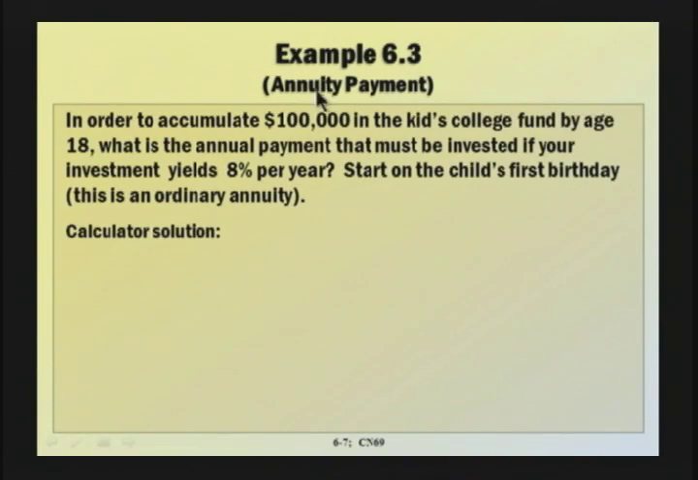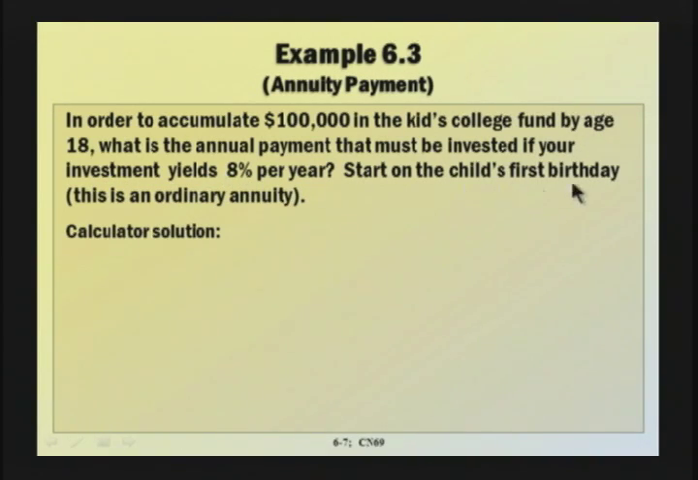Now let's use the calculator to calculate an annuity payment amount. In order to accumulate $100,000 in the kids' college fund, well, that's going to be a future value, right? We're going to accumulate that at some point in the future by age 18. What is the annual payment? We're solving for the payment amount that must be invested if your investment yields 8% per year.